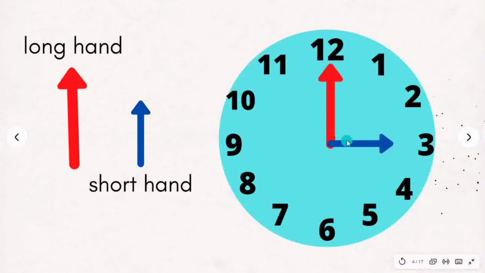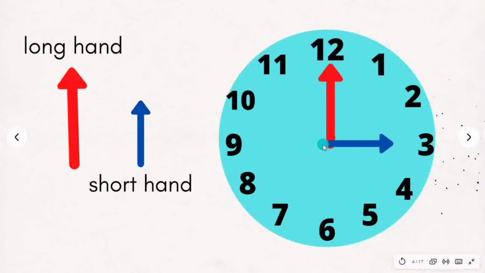As you can see, there are two arrows here. The first one is the red arrow and the second one is the blue arrow. Okay, this is warna merah and this one is warna biru. Red color and blue color.